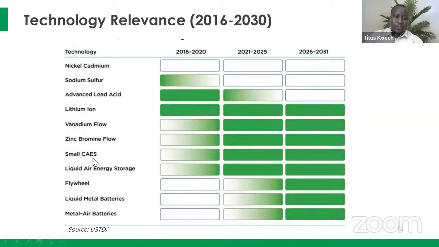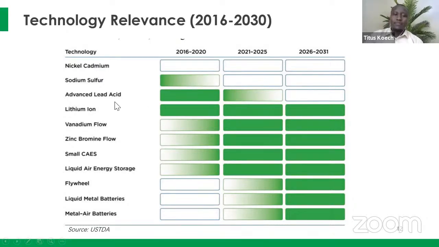You can see all these technologies, except the small compressed air energy storage technologies and flywheel, are electrochemical energy storage technologies. And we can see the relevance. For sodium sulfur, it's been in the market for the last few years, but it's predicted that it's not going to last more than this last year. There are still a few projects, of course. It has its own share of challenges that we're going to look into in the next slides.